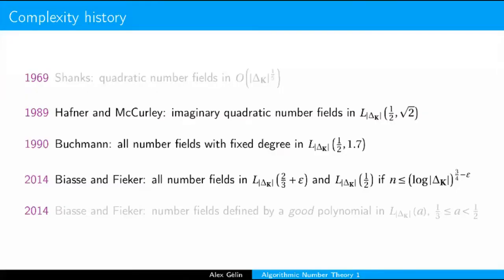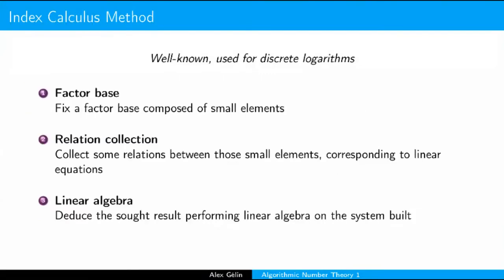So I don't want to talk about the first algorithm because it was quite different. And of course, the conditional one only works with a good polynomial. So again, it's different. But the three others are based on the same method, that is the index calculus method. It was discovered almost a century ago, and at that time there were not so many consequences for it.